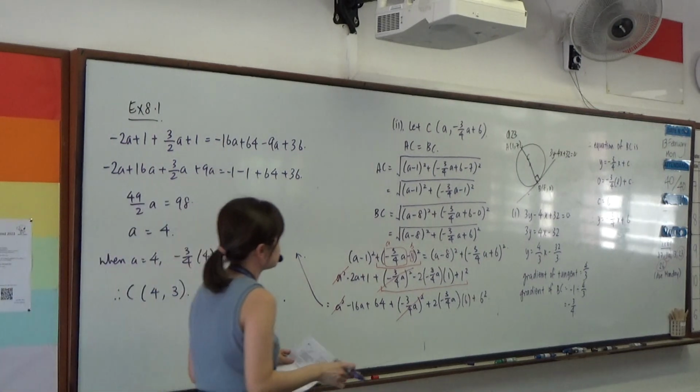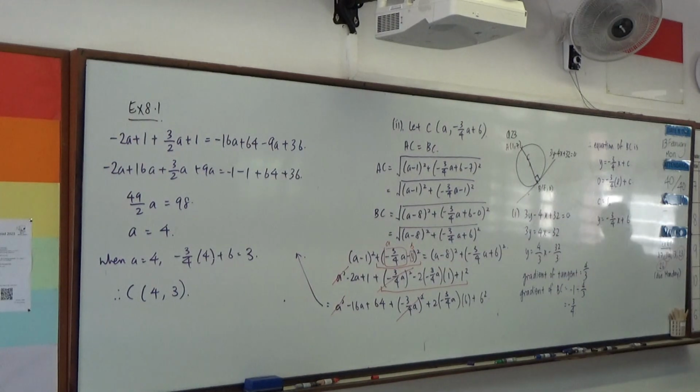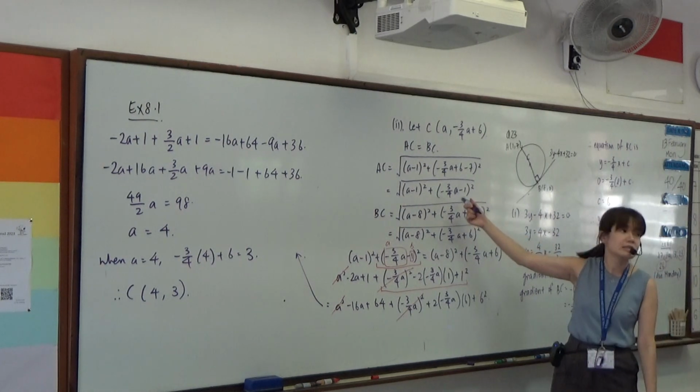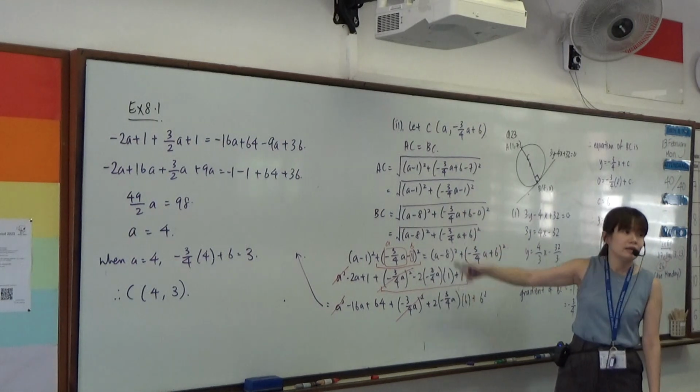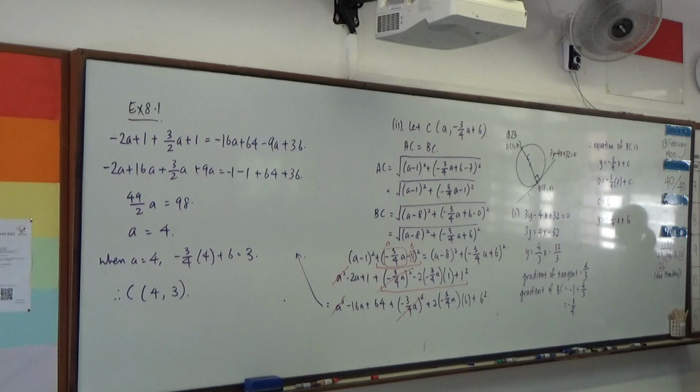Okay, once the center has been found, I believe the radius shouldn't be much of a problem, since it's just placing A into either one of these, and then you can find. So radius is actually 5 units. Okay, then you can find the equation of the circle already. Alright?